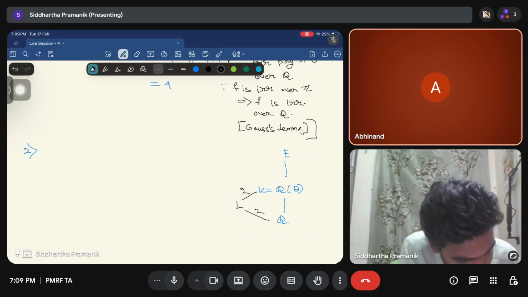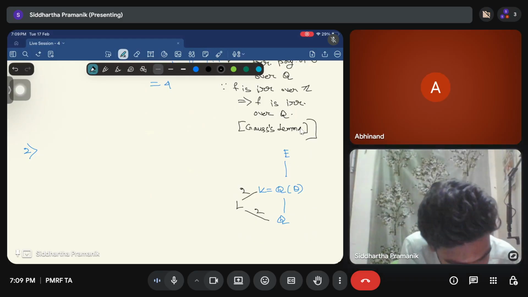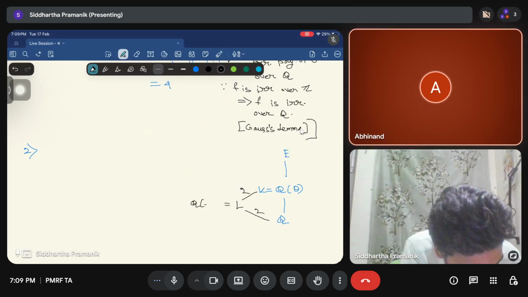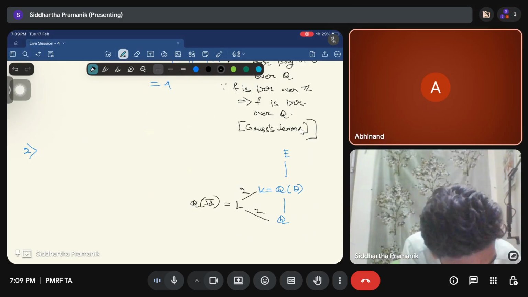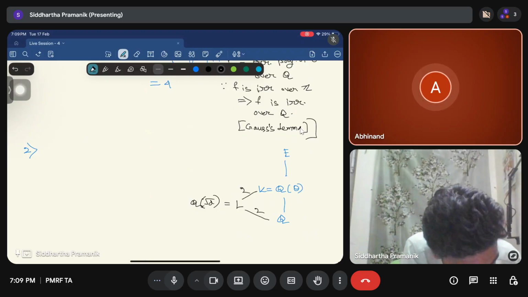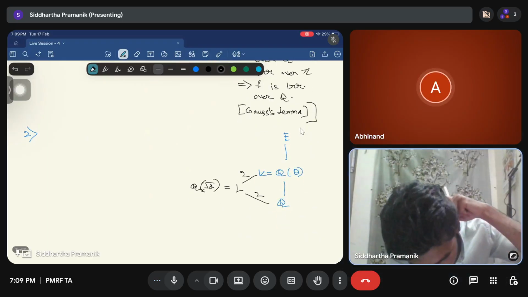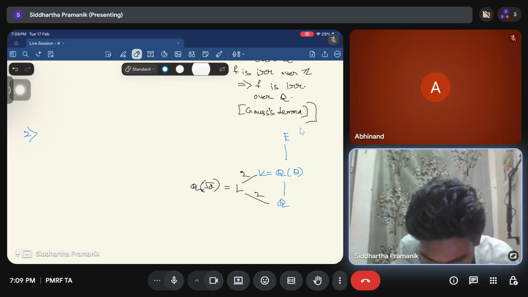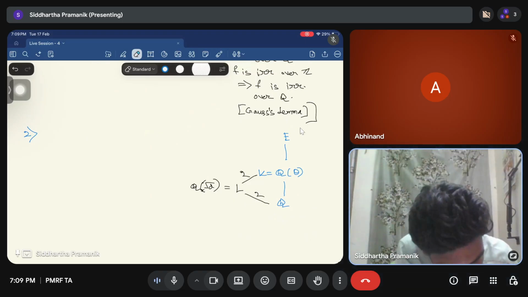Then L over Q is degree 2 and Q is characteristic 0, so it should be Q adjoined some element. Then that element has only degree 2, so it has an irreducible polynomial of degree 2. Okay, we don't need that much information, but we need to use the fundamental theorem of Galois theory.